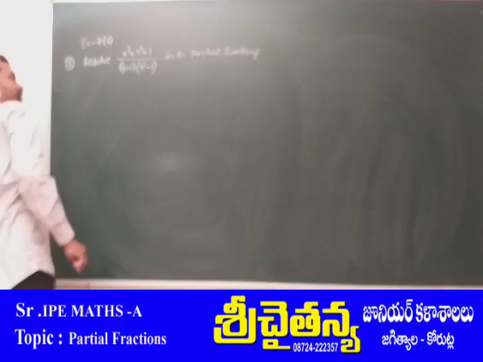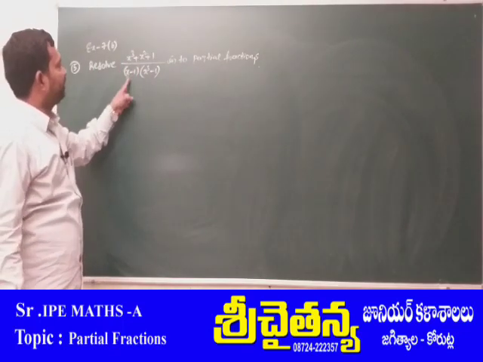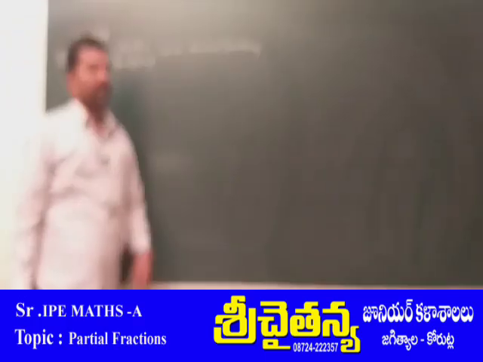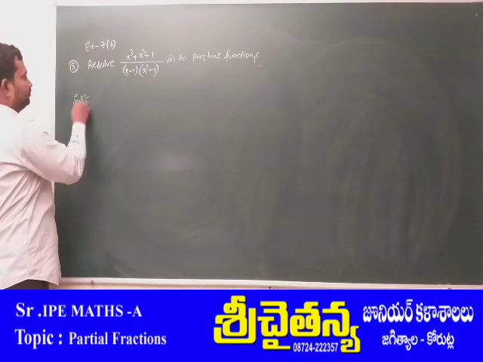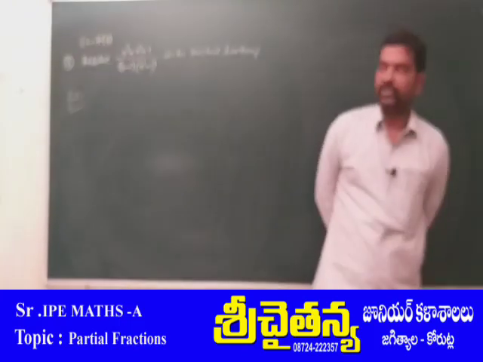Into partial fractions. See the question here. Resolve (x cube plus x square plus 1) by (x minus 1) into (x cube minus 1) into partial fractions. That means first you check the given question, in which rule it falls.